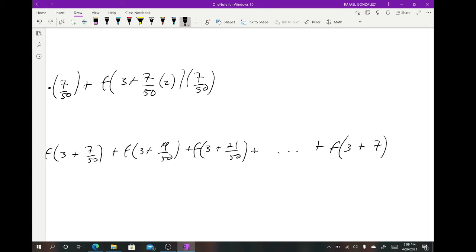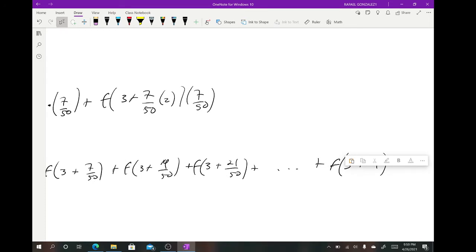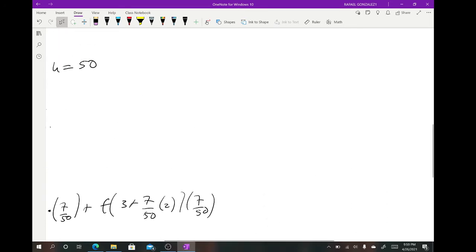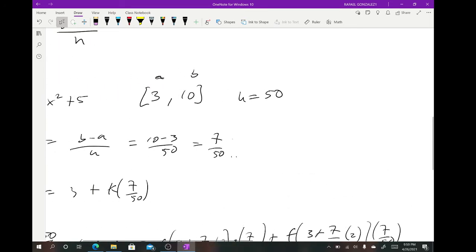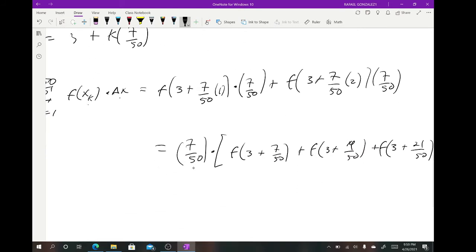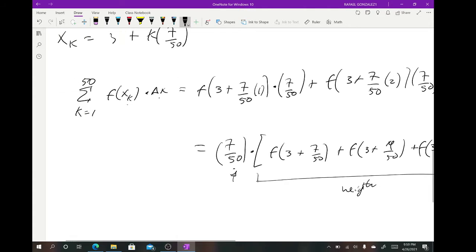which makes sense because we're doing the right endpoint for this sum, and the right endpoint is 10, because that's the last endpoint right here. And then you'll multiply all of them times 7 over 50. So this is the height of all of the rectangles times the width of all of them, and that will give us the Riemann sum.